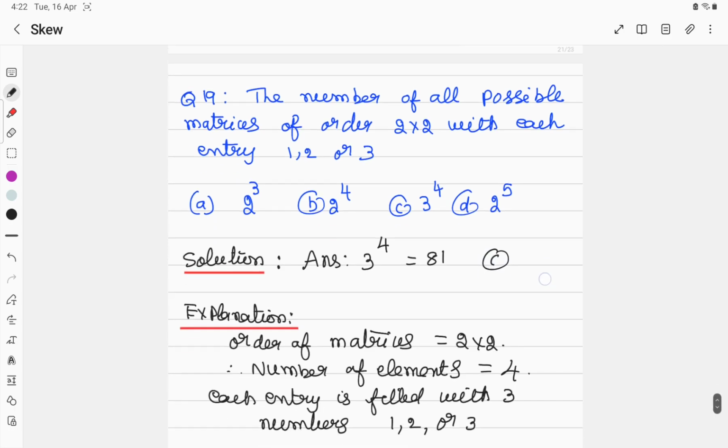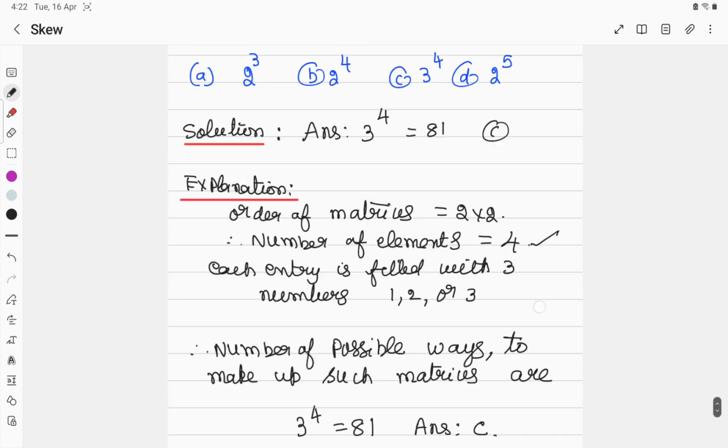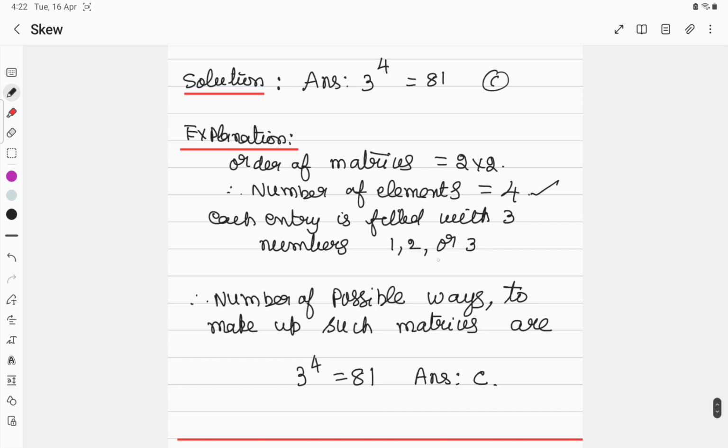Let us see how. The order of the matrix is given. So the number of elements is 2 into 2, that is 4. We have 3 possible entries: 1, 2 or 3. So each entry is filled with 1, 2 or 3. So the number of possible ways to make such matrices is: 3 possible entries for each of the 4 elements. So 3 power 4. 3 power 4 becomes 81. Answer C.